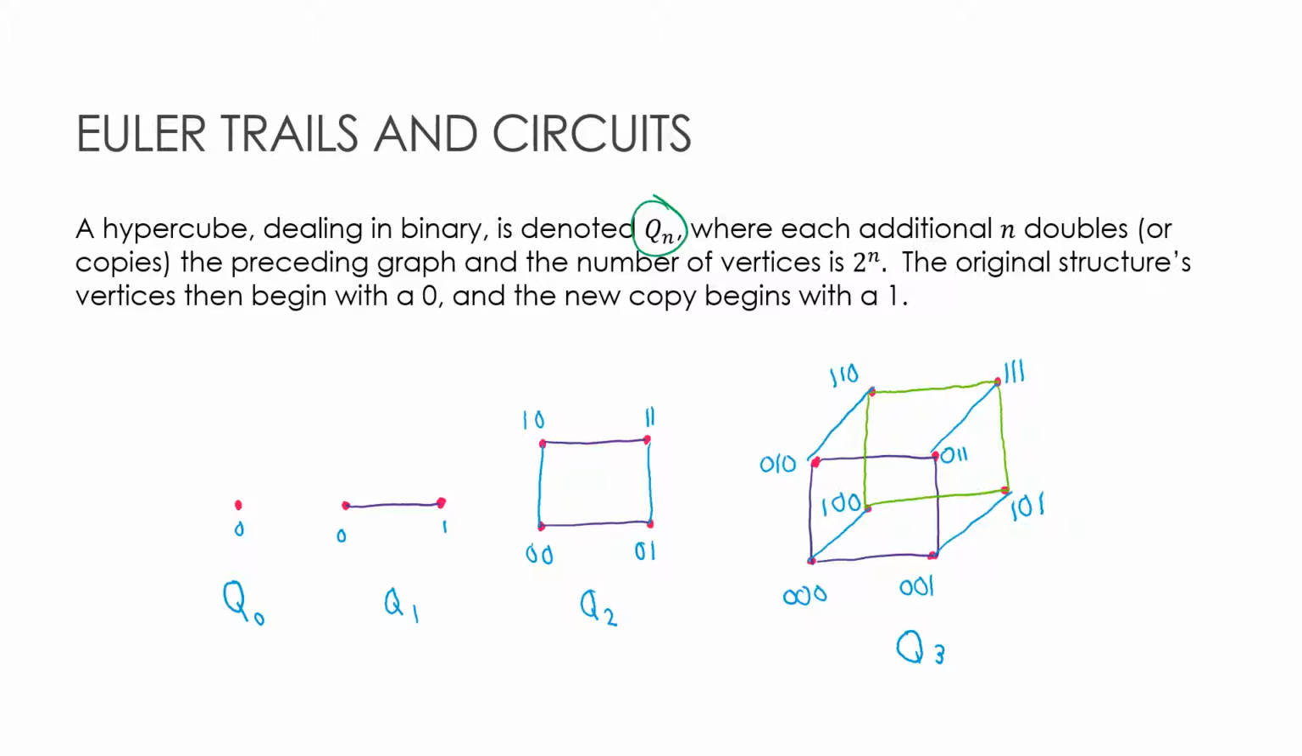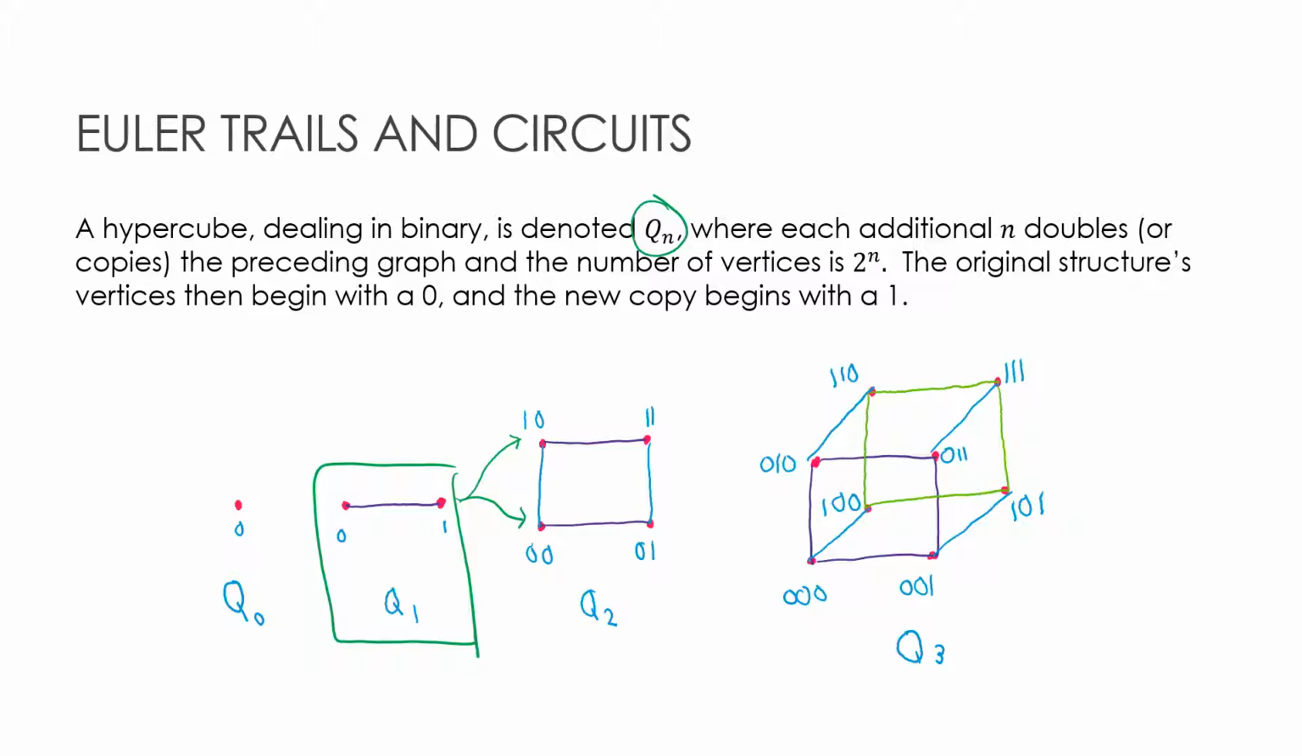Essentially, we'll start with Q1. Q1 has two processors that are directly connected, 0 and 1. To create Q2, I make this now 0,0 and 0,1. Again, this is just binary values. Then I create a copy where my first digit is now 1, so 1,0 and 1,1. And note how they are connected.